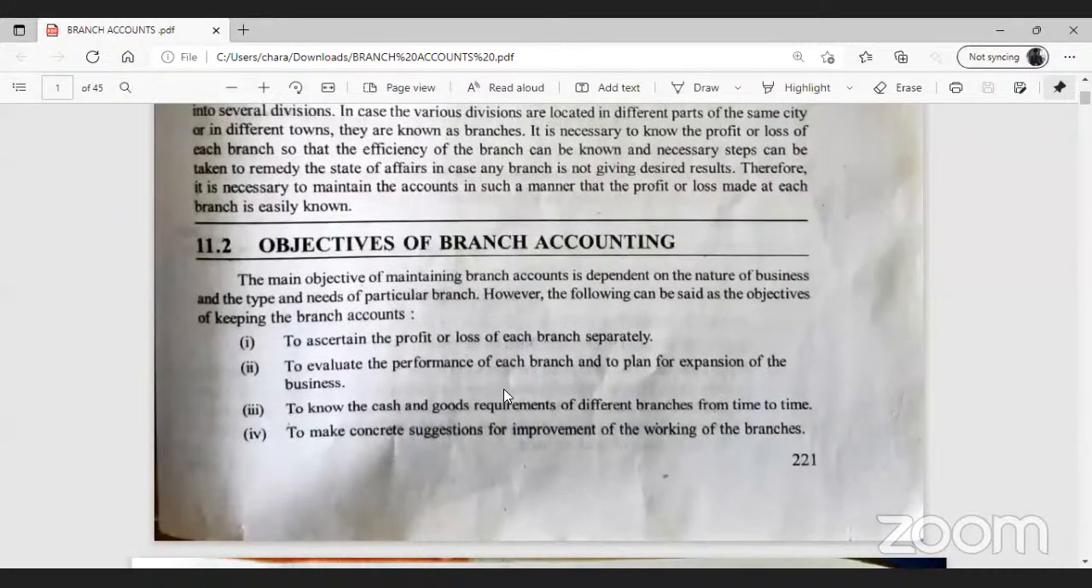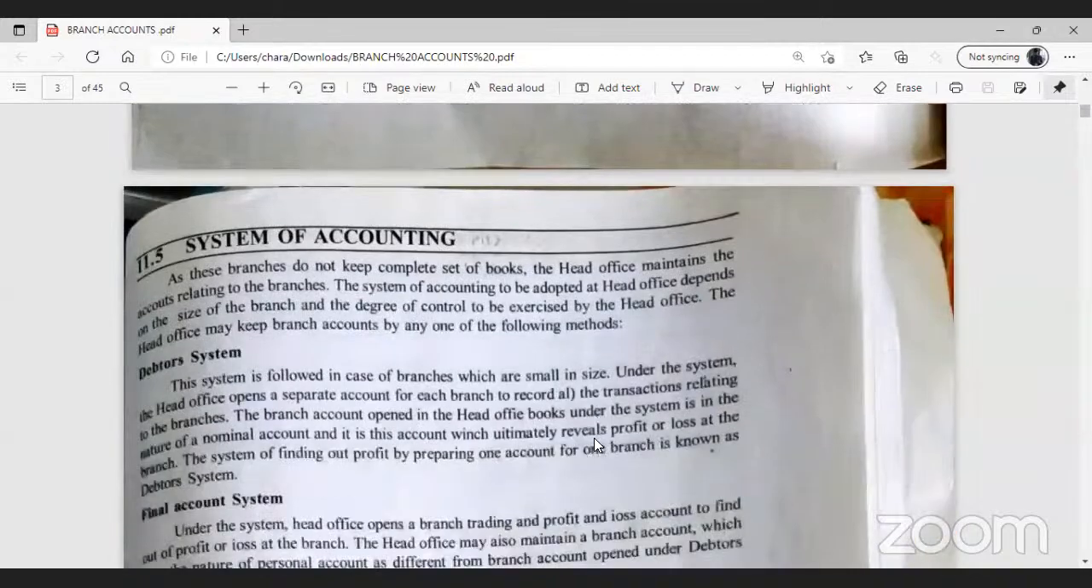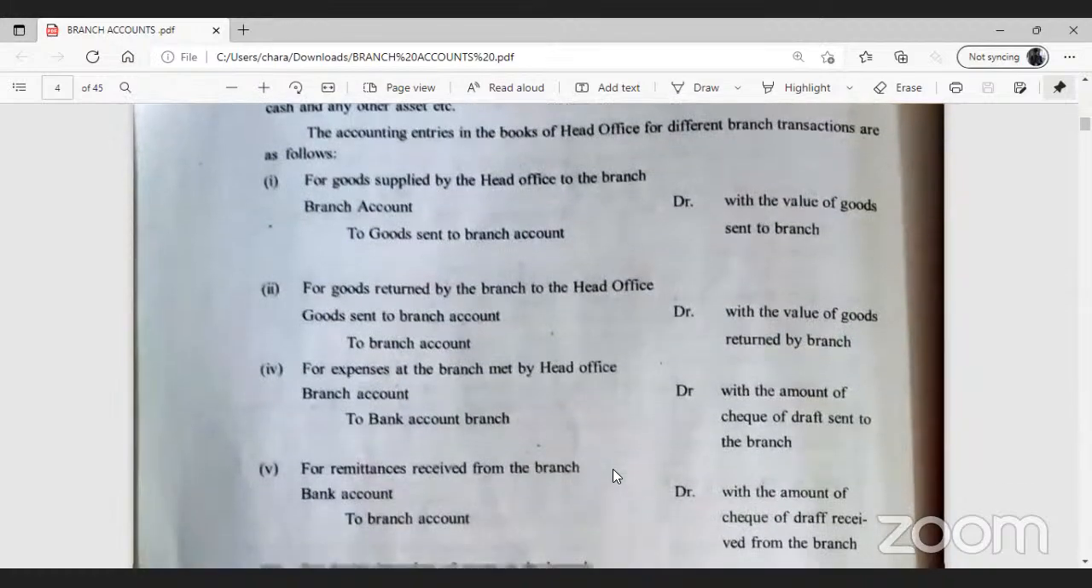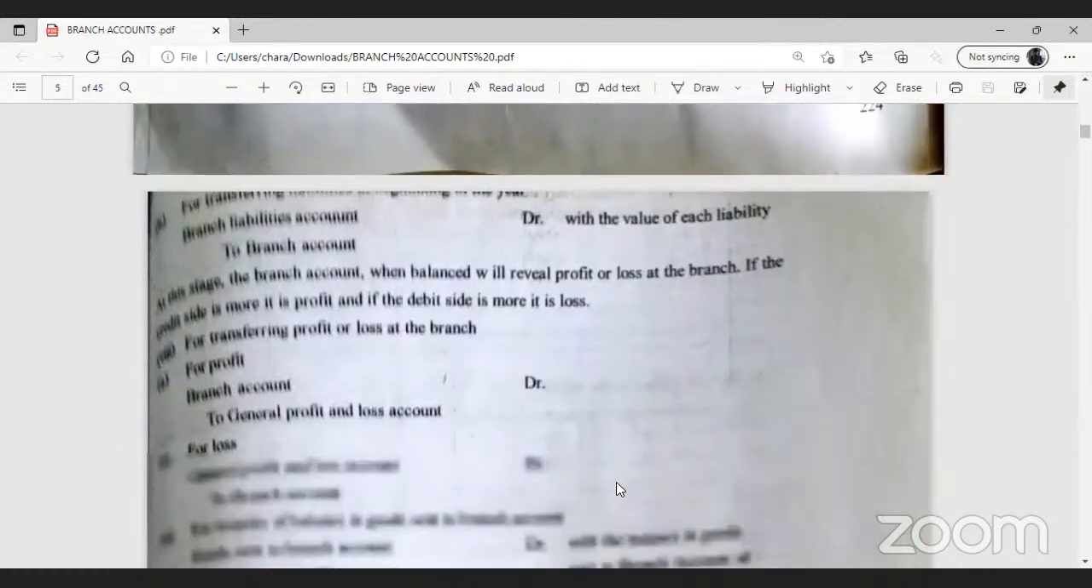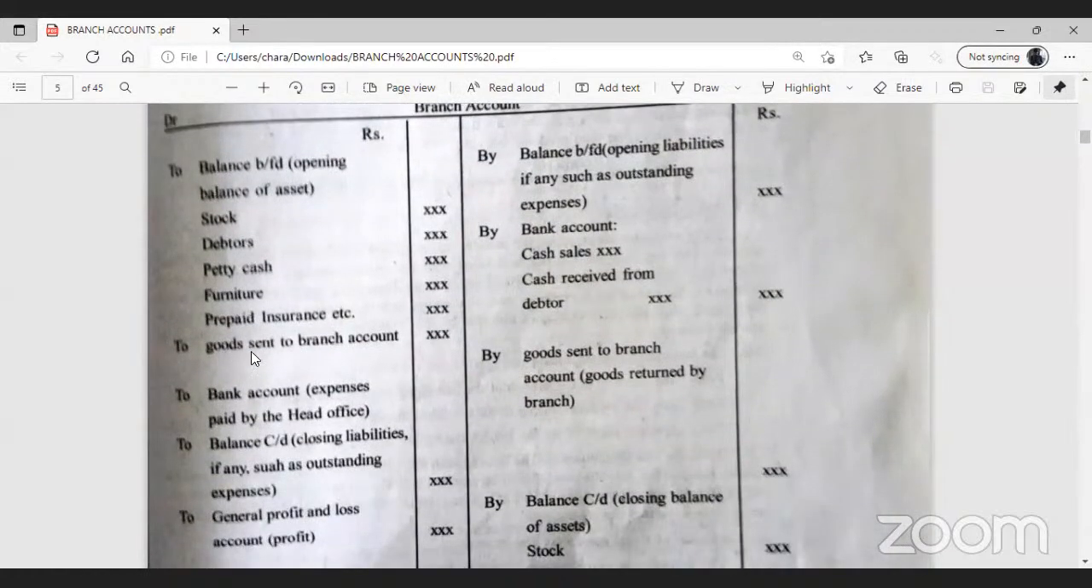I'm directly moving on to the theory aspect, which you can do. These are the general entries. And look here, the branch account in the books of the head office, how it appears. On the debit side, whatever the opening balance of assets is given in the question, we will record. Next, goods sent to the branch, we will record.